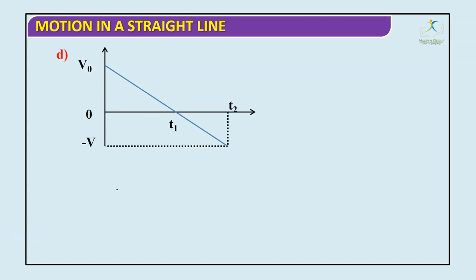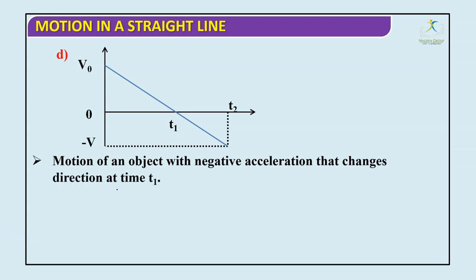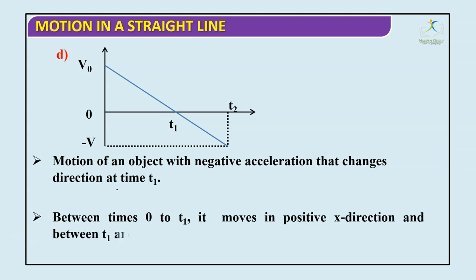And as you can see here, the motion of an object with negative acceleration changes direction with respect to t. Between 0 and t1, it moves along the positive x-axis, and between time t1 and t2, it moves in the negative direction.